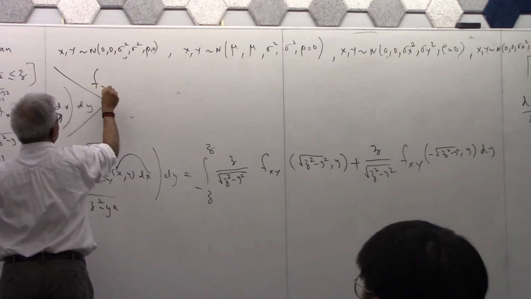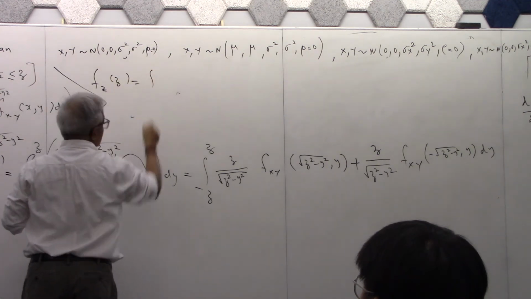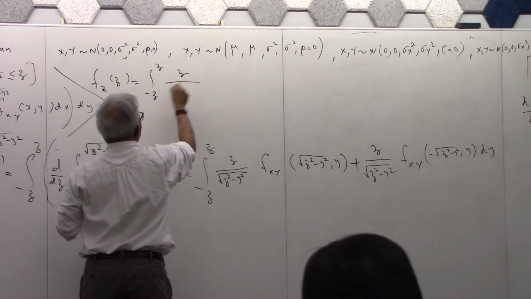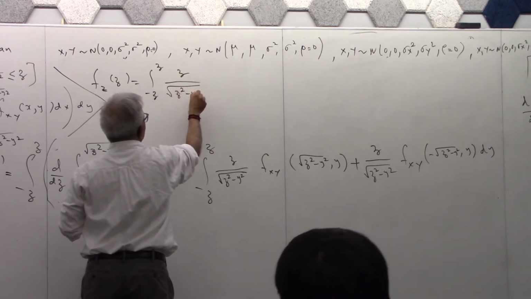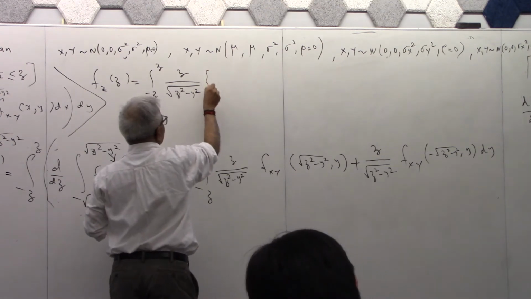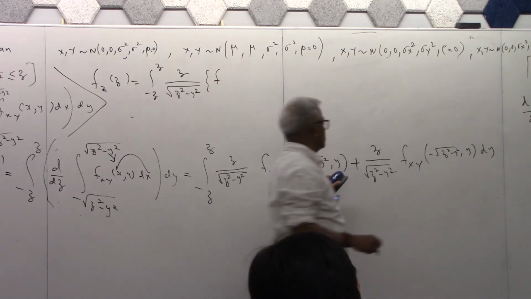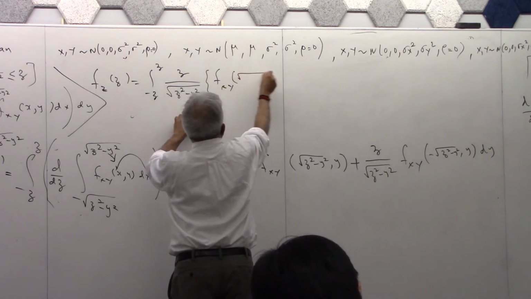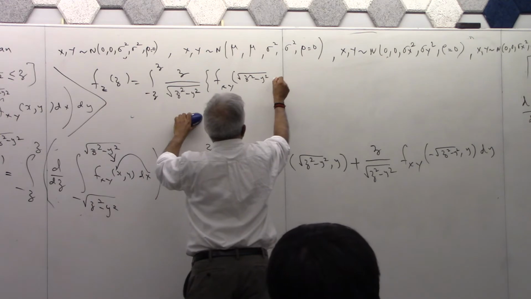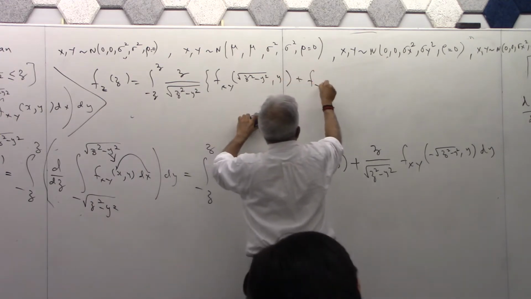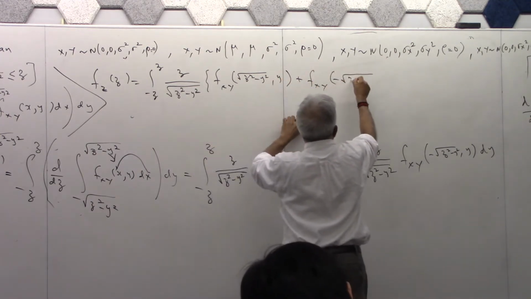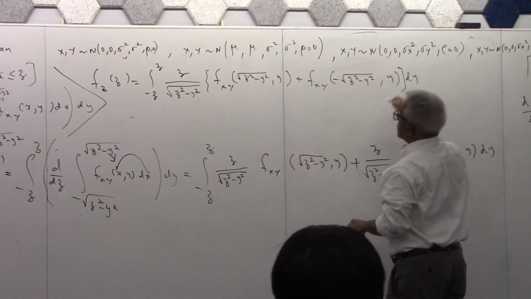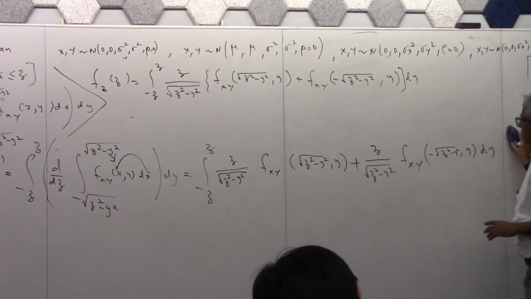Here we get, I'm just copying the last line, minus z to z, z over square root of z squared minus y squared. But then you have two terms, right? Because this comes out together. So this is f of x, y at square root of z squared minus y squared, y, plus f of x, y at minus square root of z squared minus y squared, y. So let me erase all this.